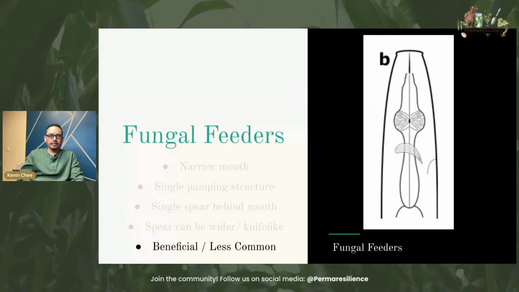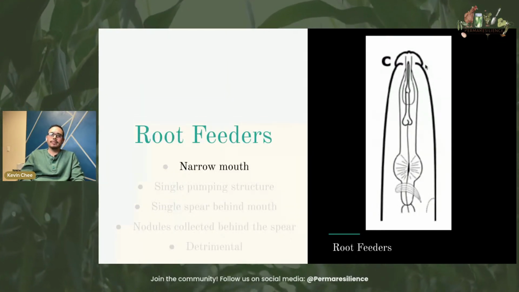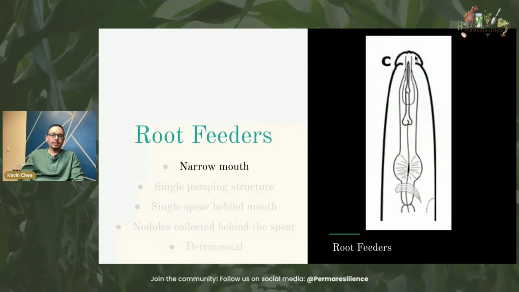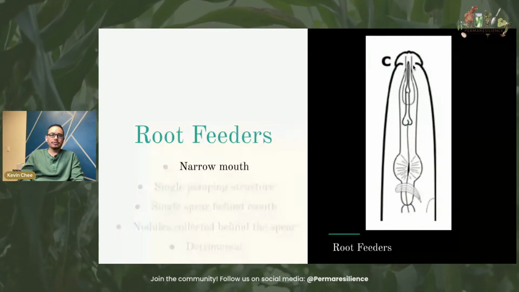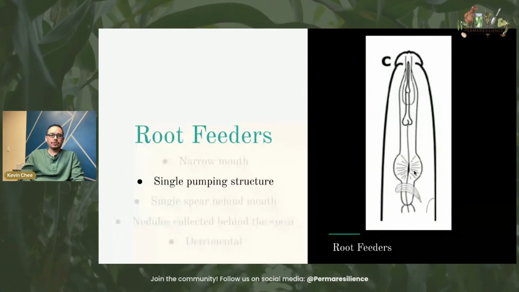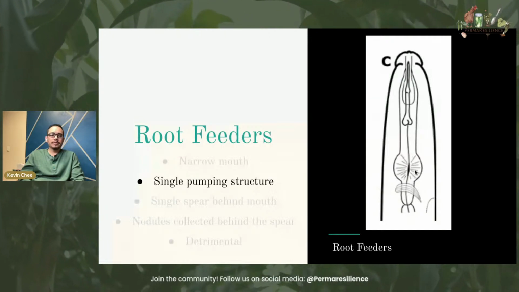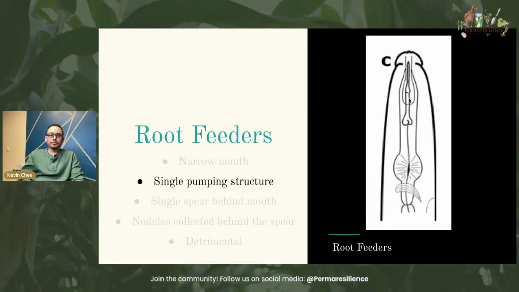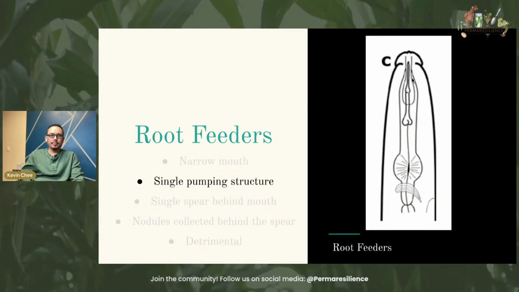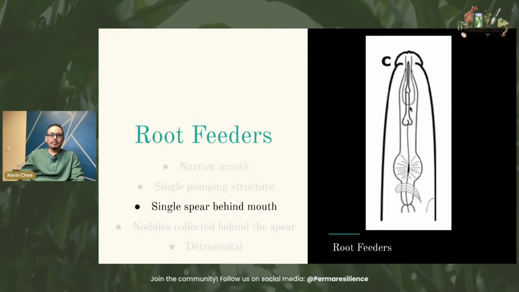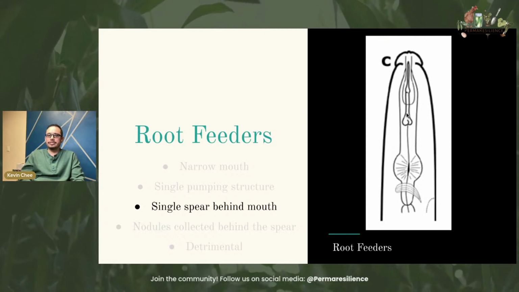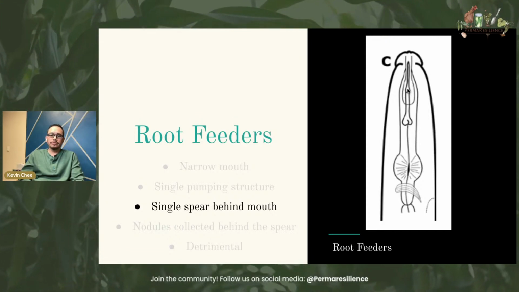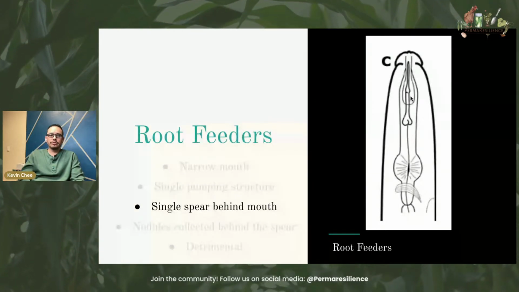So these are the bad guys. These are the root feeders. This is the only type that is detrimental to your plants. We see these by this real narrow mouth structure on the front. They have a single pumping structure to their digestive system. And then they have this single spear that will have multiple nodules, or a cluster of nodules, at the base of it. These nodules are distinctive, and they mostly stop the spear from going any further into the root's outer surface.